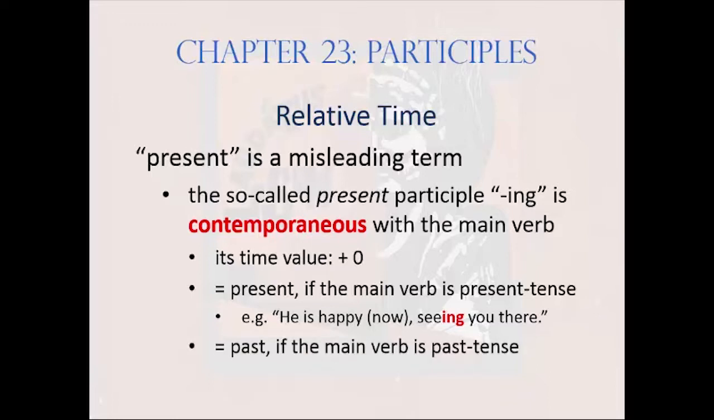But make the main verb past, and it drags the participle into the past. He was happy yesterday seeing you there. In other words, he saw you in the past, and that made him happy back then. Now, who knows, maybe he's miserable. So in this sentence, the seeing and the was happy are both events that took place in the past, meaning a so-called present participle denotes in this context a past tense action.